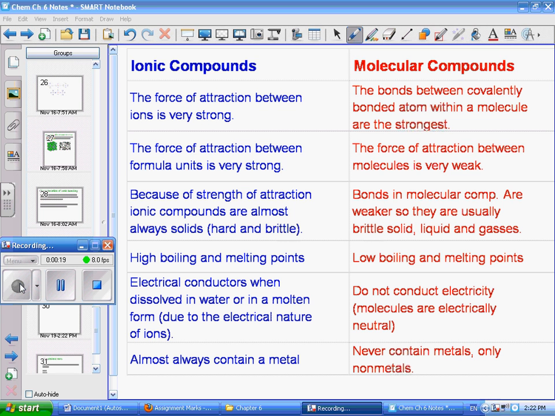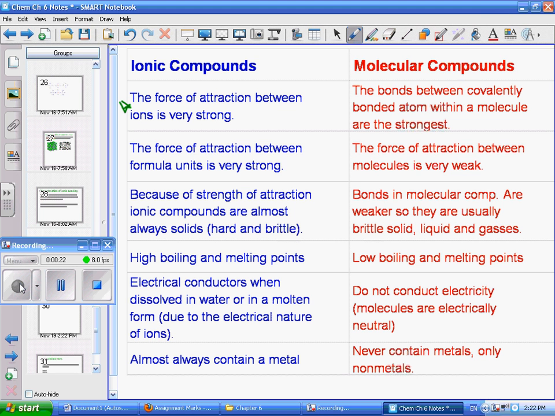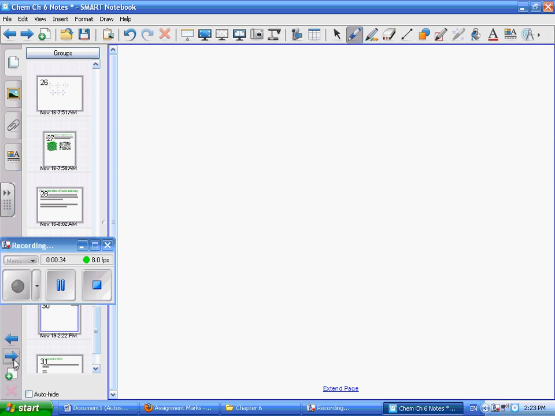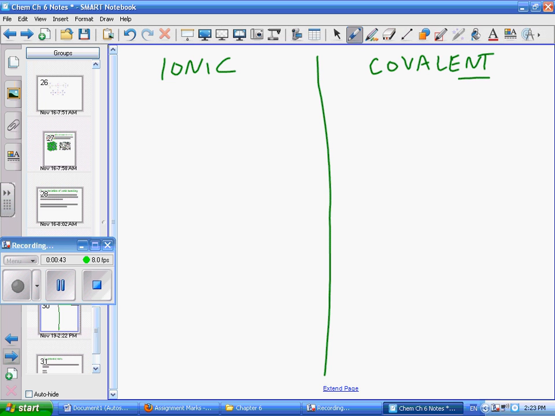All right, the first thing I'm going to look at is this particular relationship. It says the force of attraction of ionic compounds between ions is very strong, whereas the bonds between covalently bonded atoms within a molecule is the strongest. Well, let's look at that. All right, let me separate this. We'll call this side ionic and this side covalent. And the pictures I'm going to draw are actually very important.